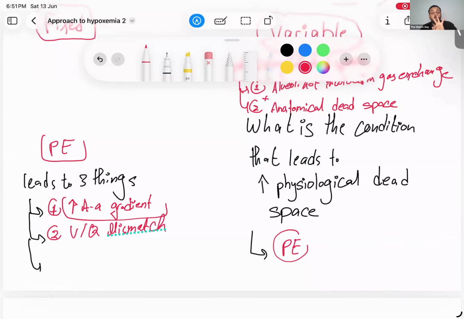What is the third thing that pulmonary embolism could do? I just explained it. Yes, increased dead space. So pulmonary embolism can lead to three things. Don't be confused when you see a question asking about pulmonary embolism and the answer is increased AA gradient. Another question, pulmonary embolism, and the answer is VQ mismatch. And a third question, and the answer is increase in the physiological dead space.